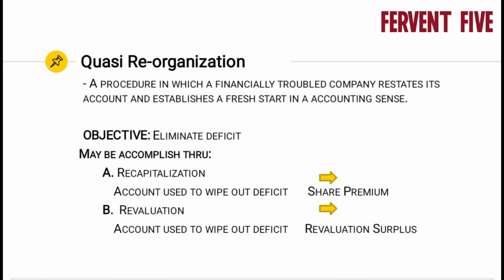Ngayon, ang tanong, pwede bang anytime mag-undergo sila ng quasi-reorganization? The answer is no, dahil kailangan pa nilang humingi ng permission sa Securities and Exchange Commission. So, quasi-reorganization may be accomplished through first, recapitalization, and second is revaluation. Ang recapitalization, ang mangyayari dyan is gagamitin na account para ma-wipe out yung deficit ay yung share premium. Pero pagdating sa revaluation, ang account na gagamitin ay revaluation surplus. Ang revaluation surplus, yan yung ginagamit sa PPE under revaluation model. So, revaluation surplus is an OCI item, which is also a component of shareholders' equity.